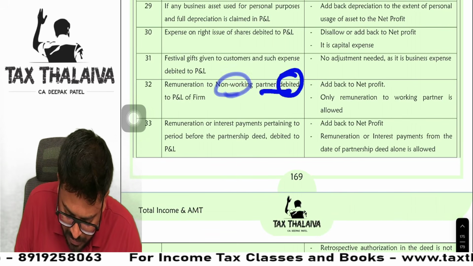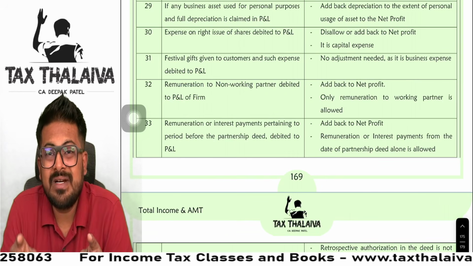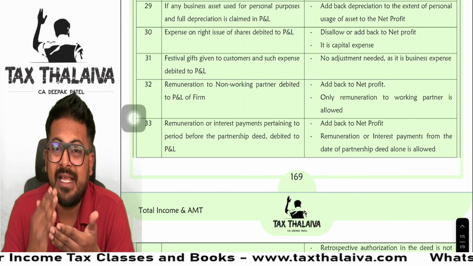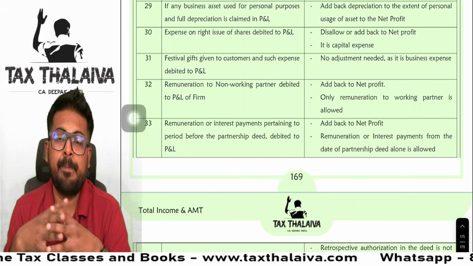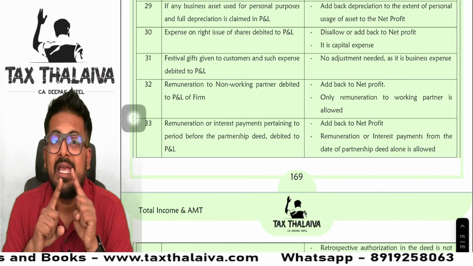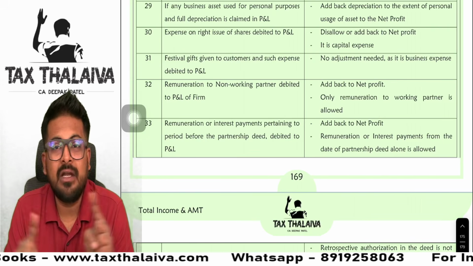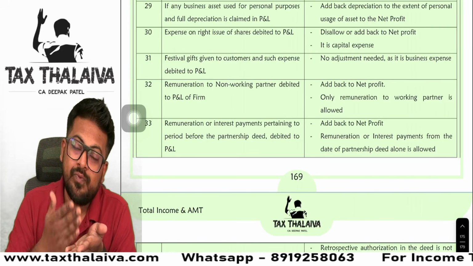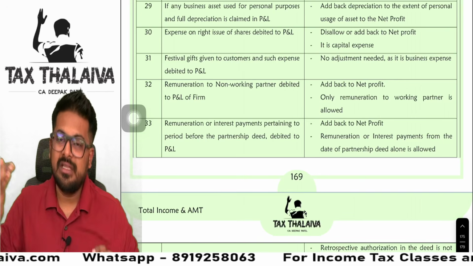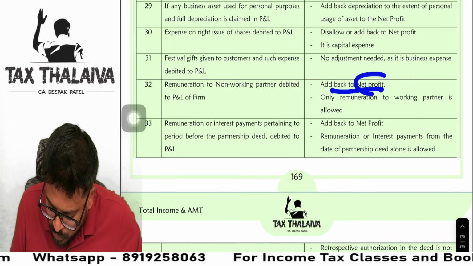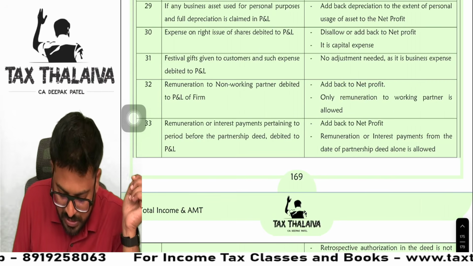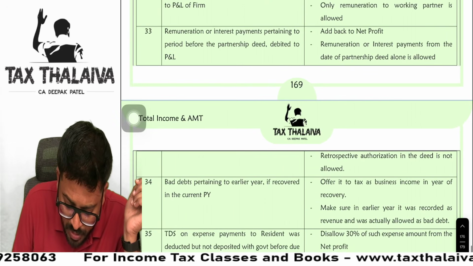Remuneration to non-working partner debited to profit and loss account. If you remember section 40B, where we calculate the disallowance to the extent of excess remuneration or interest paid to partners, the very first line I taught you in the class is that any payment made to a non-working partner is not allowed, though it is within the limits, guys. Only payments made to a working partner are allowed within the limits prescribed. So add back to the net profit. Mind you, this is a non-working partner.